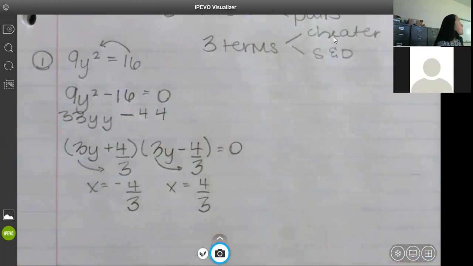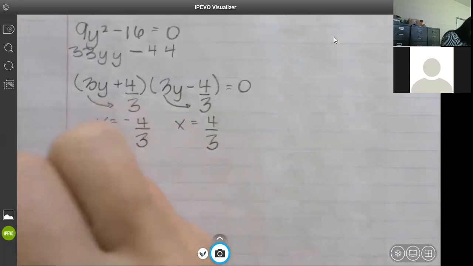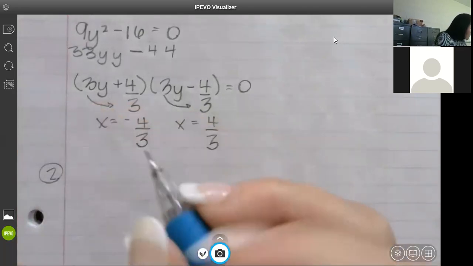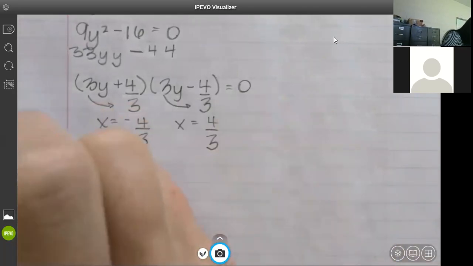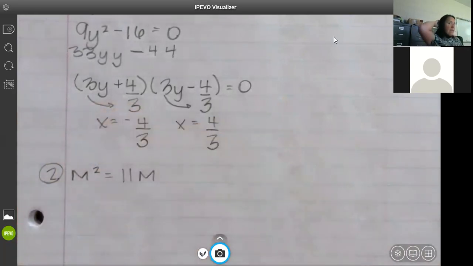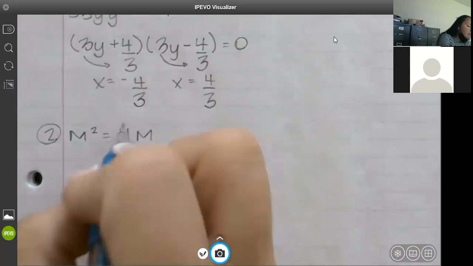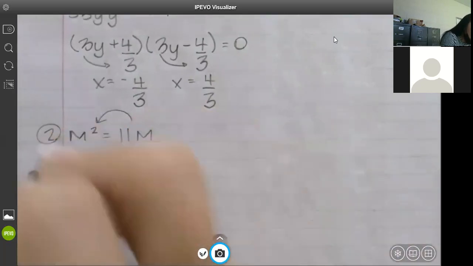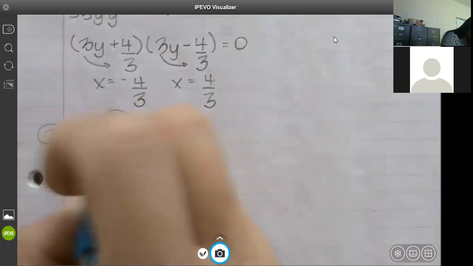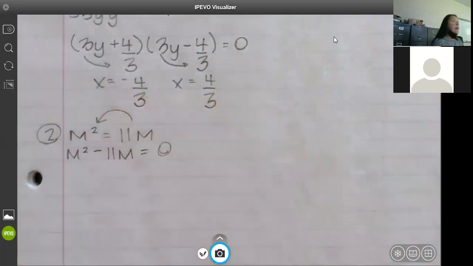I'm going to show you 2 terms, GCF. Okay, so why does it look different? I'll show you. Your second equation that we're going to solve is going to be m squared equals 11m. Our first step is to get it equal to 0. So I'm going to move that 11m over. The way I move it over is I change the sign to negative.